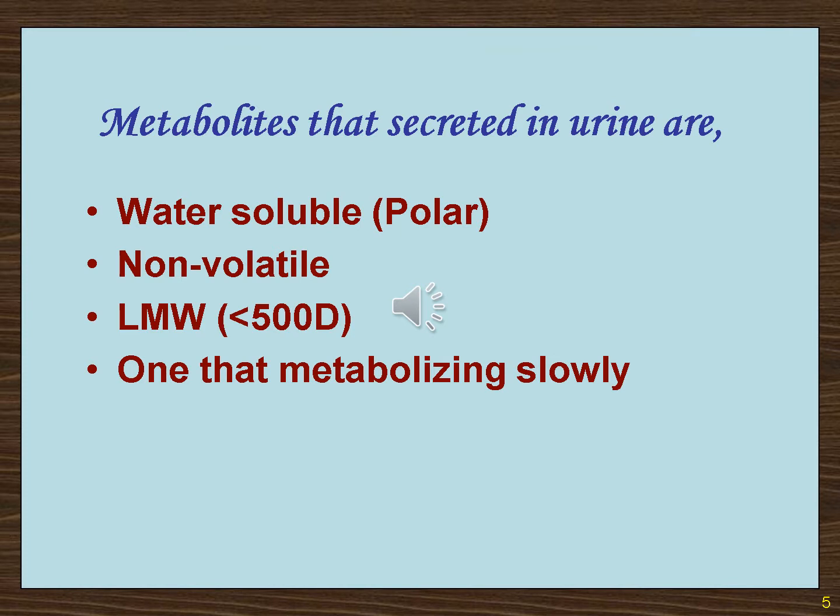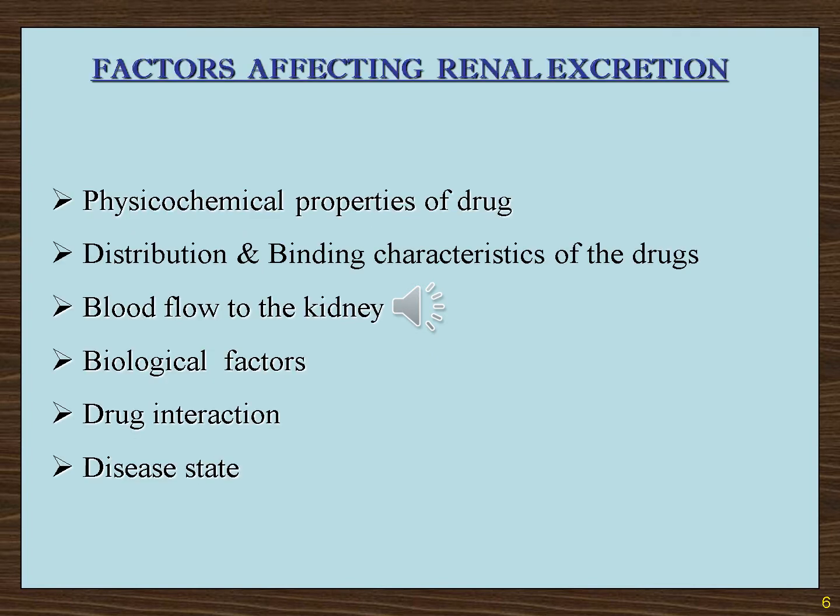Drugs and metabolites which are water soluble, that means polar, non-volatile and having low molecular weight, that is less than 500 Dalton, and one that metabolizes slowly, get excreted in the form of urine. Factors affecting renal excretion include physicochemical properties of the drug, mainly molecular size, pKa, that is dissociation constant, and stereochemical nature of the drug. Drugs with molecular weight less than 300 Dalton and which are water soluble are excreted in kidney.